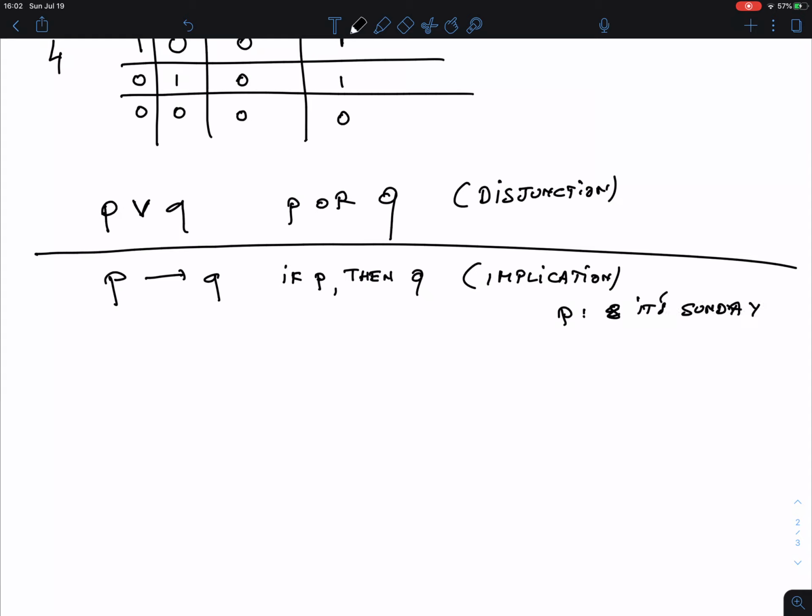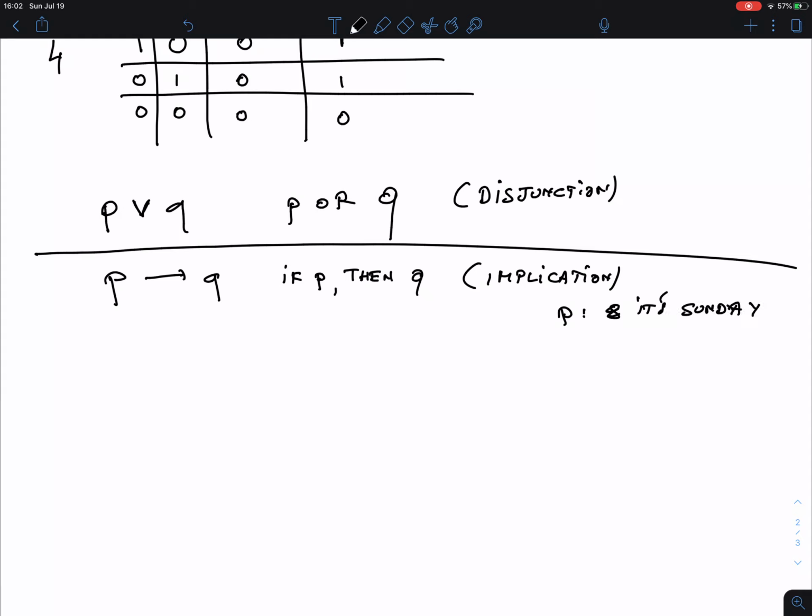So okay, it's Sunday. If it's Sunday, then we go outside. So it's Sunday, and suppose I decide to go for a walk. If it's Sunday and I went outside, what is this then? Is this a true statement? Yes, if it's Sunday and you went outside, that's true. If P is true and Q is true, then P then Q is true.